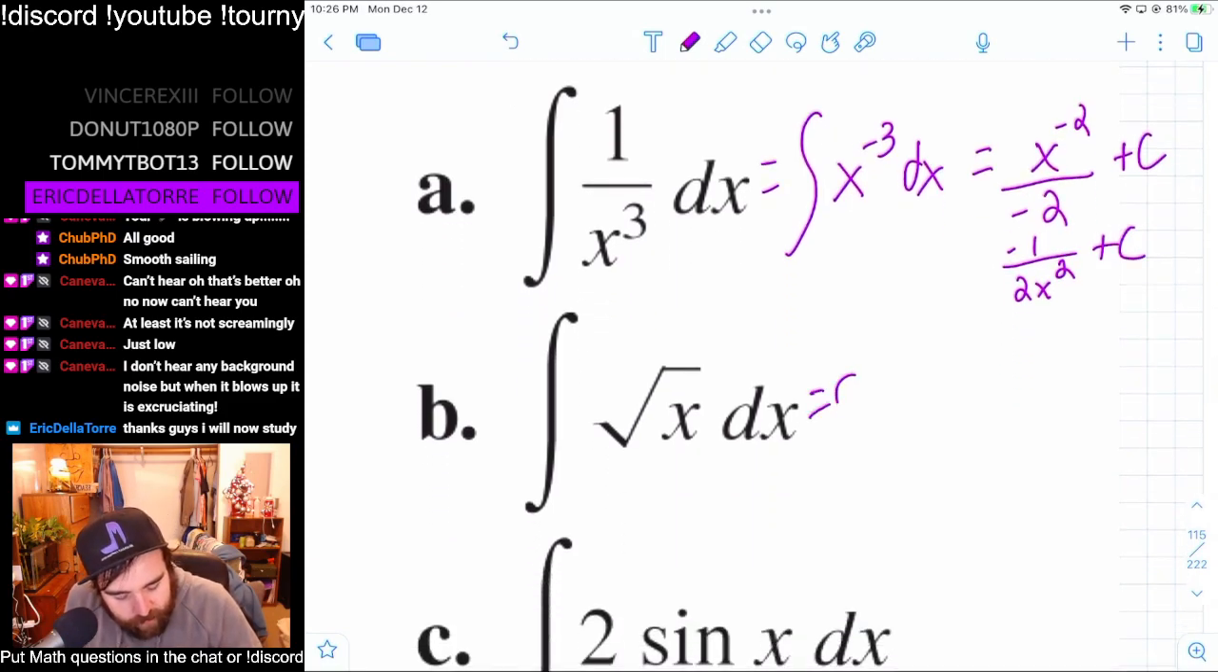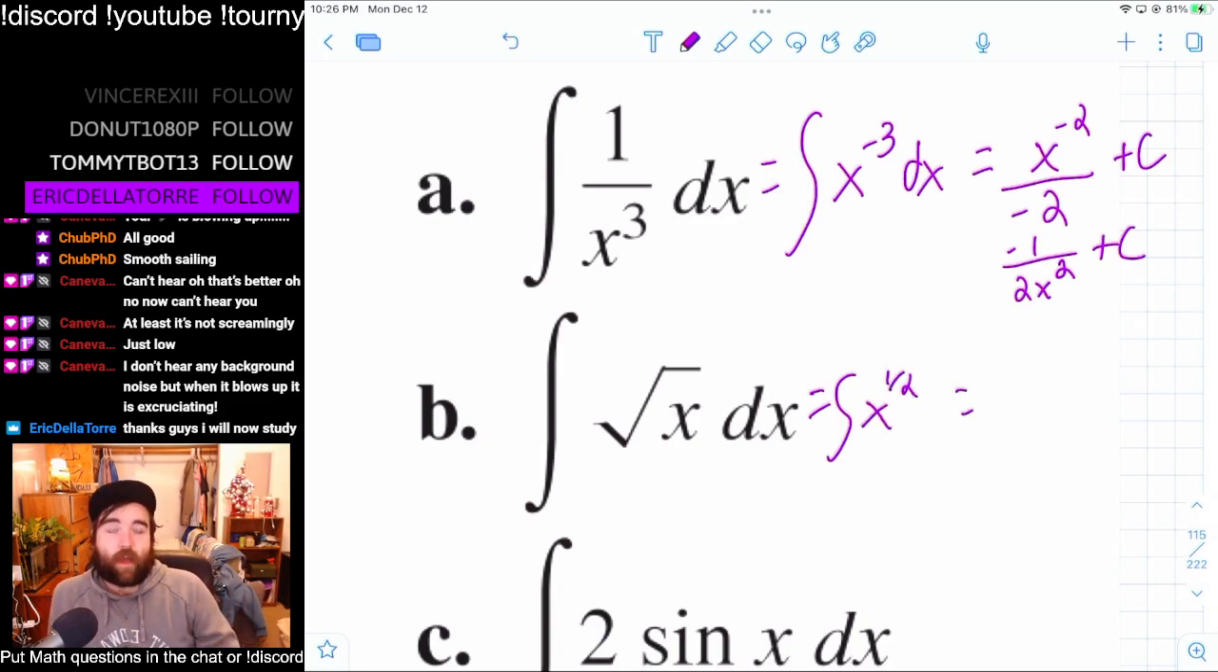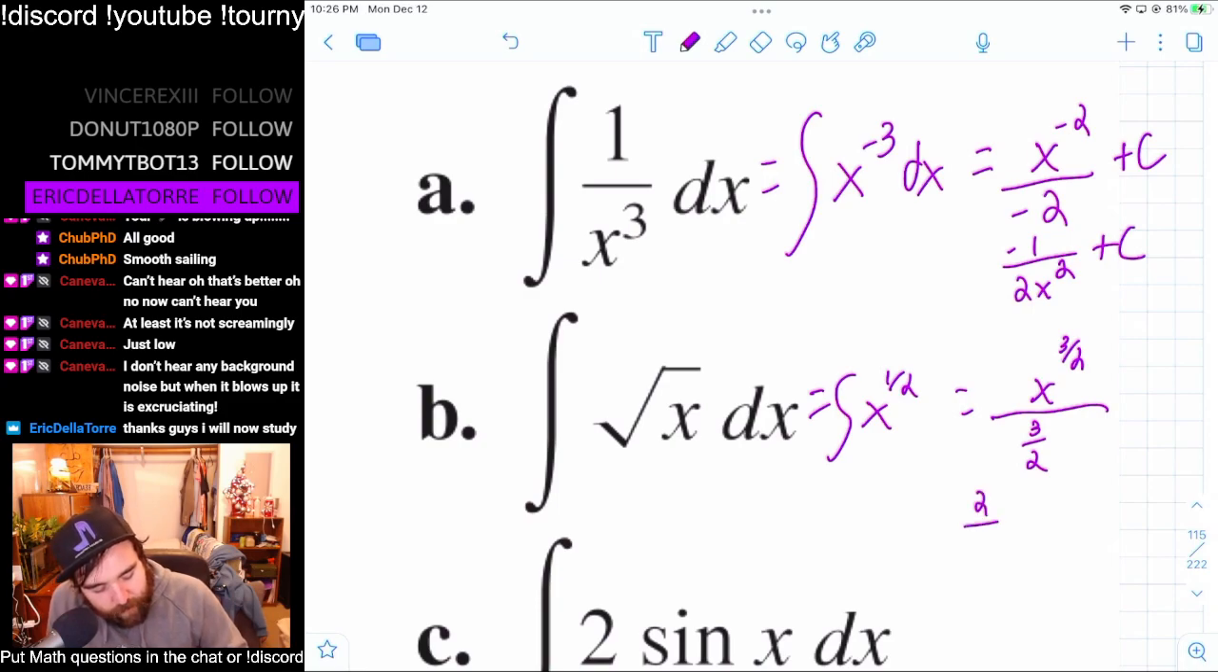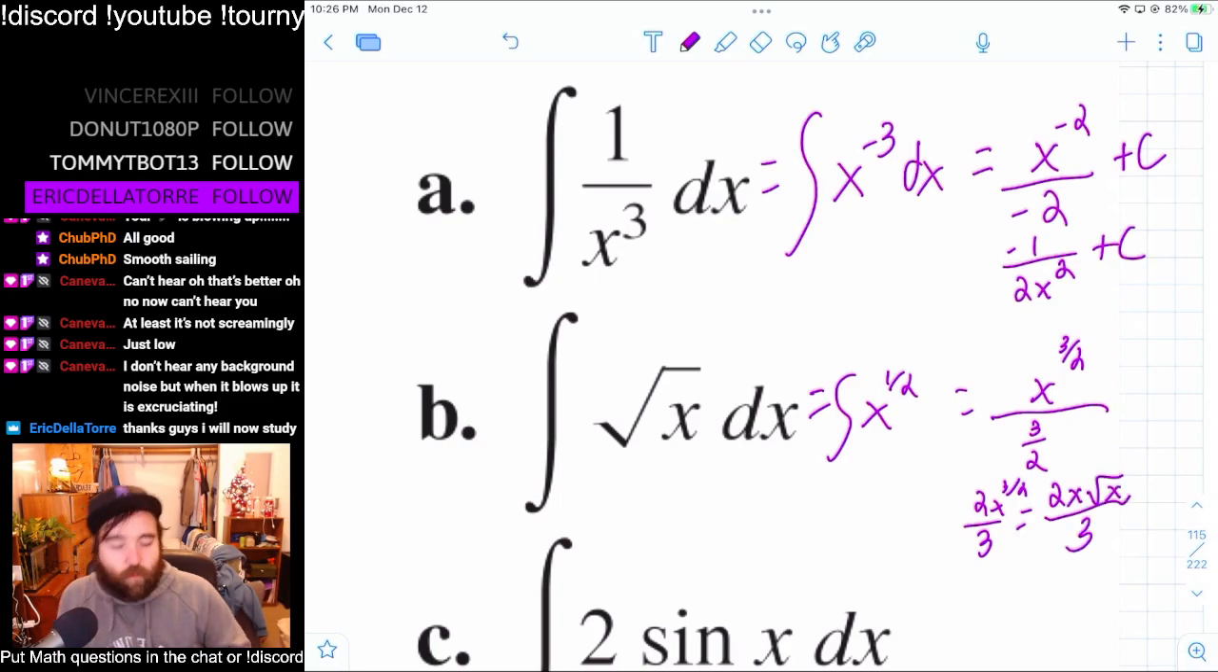So same here. You recognize that this is x to the 1/2. So you're going to increase the power by 1, so x to the 3/2. And then divide by that new power. Divide by 3/2. And so, of course, when you divide by a fraction, you flip it. So this ends up being 2x to the 3/2 over 3. And then if you want to simplify that, x to the 3/2 is just x root x. Because, of course, that's x to the 1.5. So it's x to the 1 times x to the 0.5. And there we go.